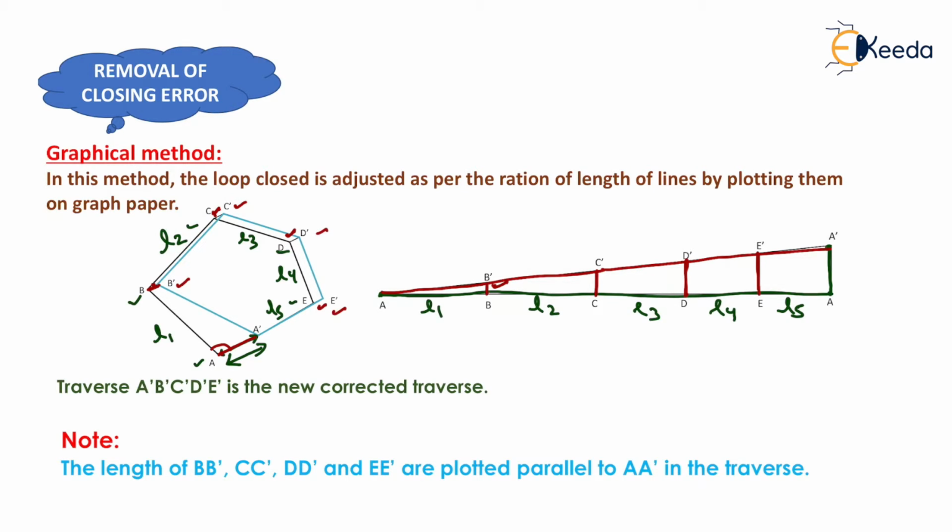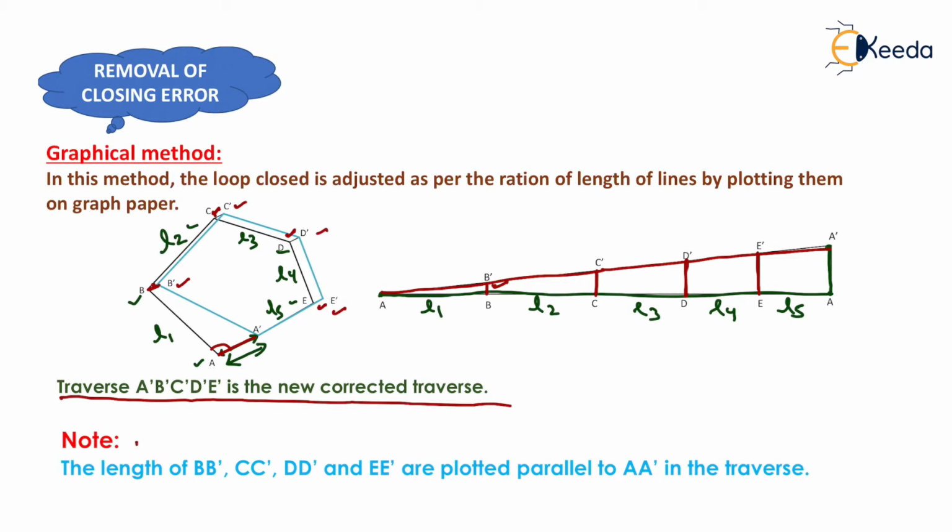so that we will have a closed traverse which is known as the corrected traverse, which is represented by A dash, B dash, C dash, D dash, E dash. That's why we had written here traverse A dash, B dash, C dash, D dash, E dash is the new corrected traverse, that is closed traverse.